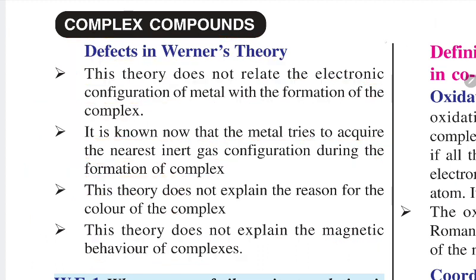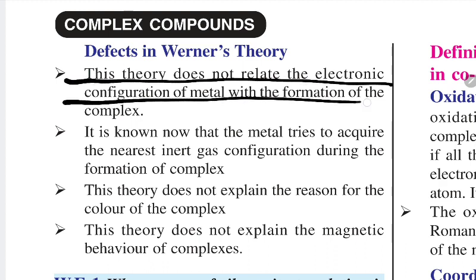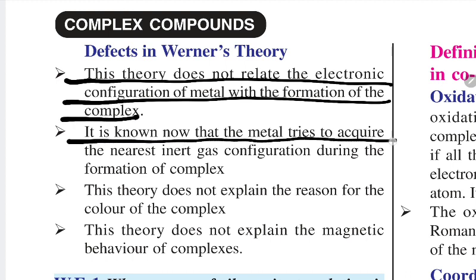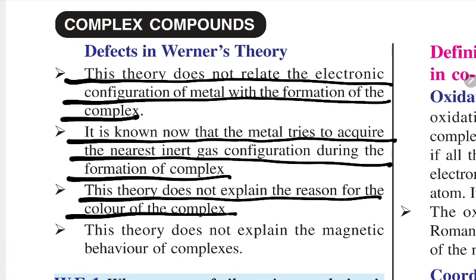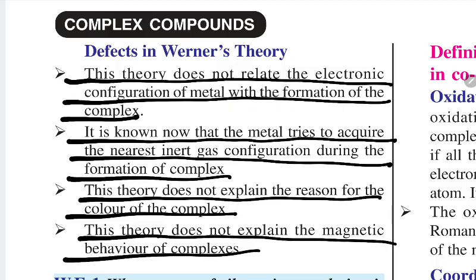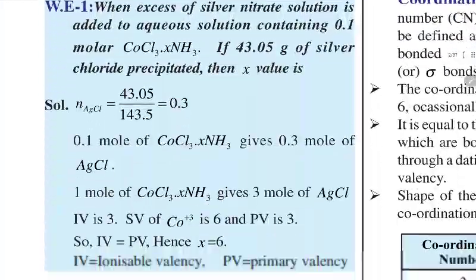The reasons are that this theory does not relate the electronic configuration of the metal with the formation of the complex. It is known now that the metal tries to acquire the nearest inert gas configuration during the formation of a complex. This theory does not explain the reason for the color of the complex, and it does not explain the magnetic behavior of the complex. So this is the answer, students.